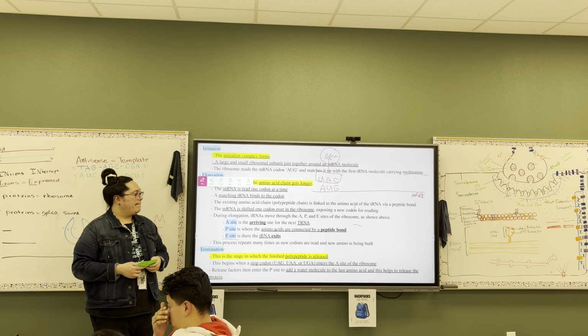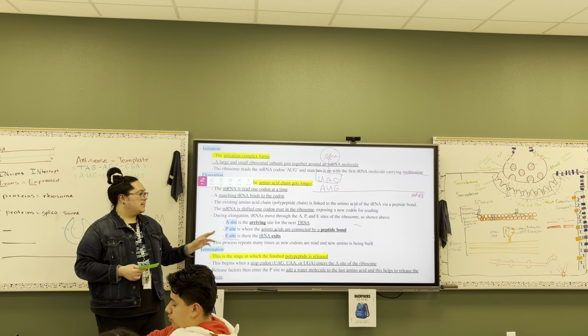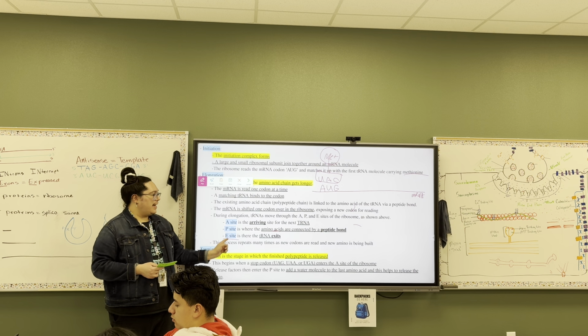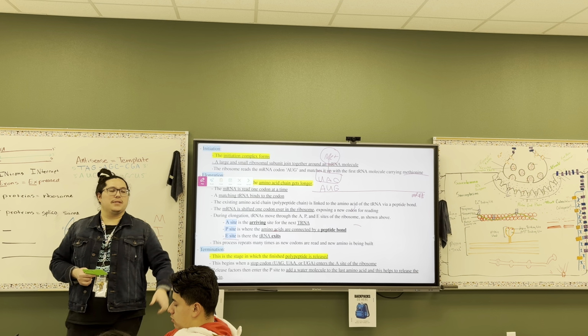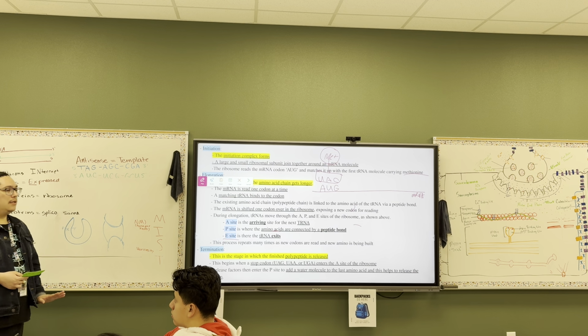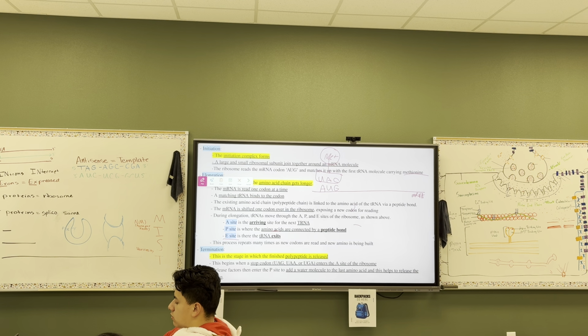Nicholas. tRNA exits. The tRNA arrives in the A site, exits at the E site, and the amino acids join together in a polypeptide or a peptide bond in the P site. Does that make sense? If not, it's okay. We're about to go through it, but if you get it the first time, that's fine.